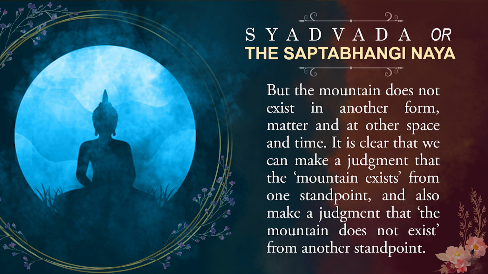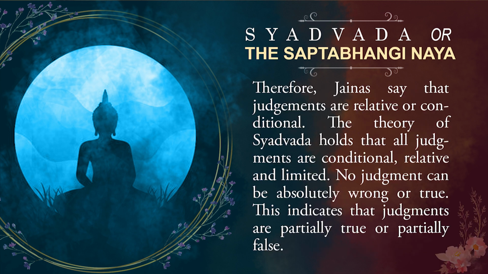Matter, and all other space and time. It is clear that we can make a judgment that the mountain exists from one standpoint and also make a judgment that the mountain does not exist from another standpoint. Therefore, Jainism says that judgments are relative or conditional.